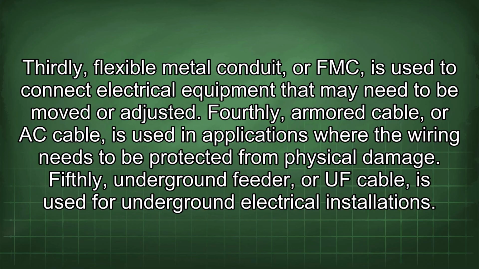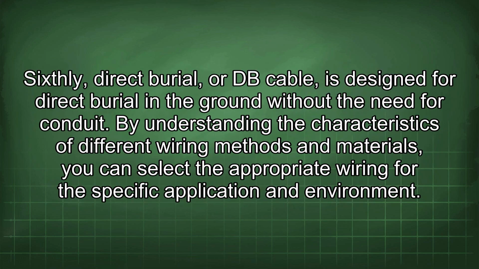Fourthly, armored cable, or AC cable, is used in applications where the wiring needs to be protected from physical damage. Fifthly, underground feeder, or UF cable, is used for underground electrical installations. Sixthly, direct burial, or DB cable, is designed for direct burial in the ground without the need for conduit. By understanding the characteristics of different wiring methods and materials, you can select the appropriate wiring for the specific application and environment.